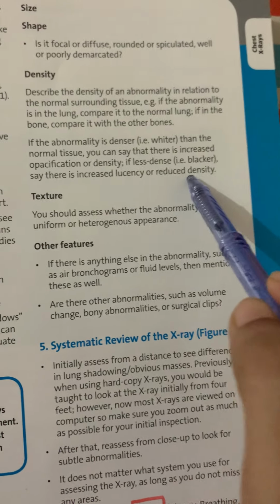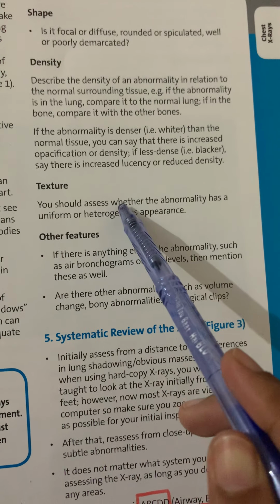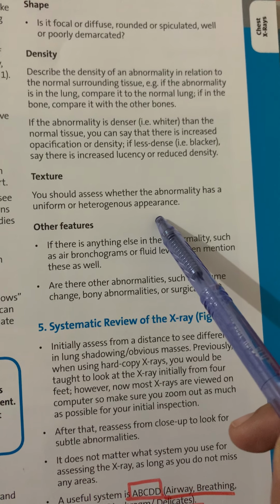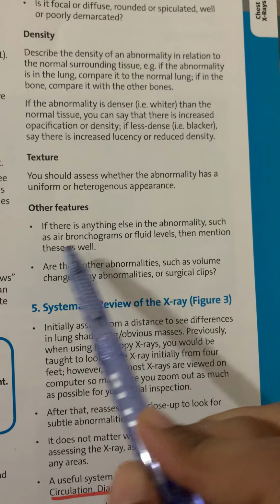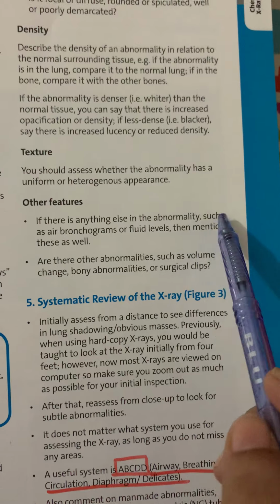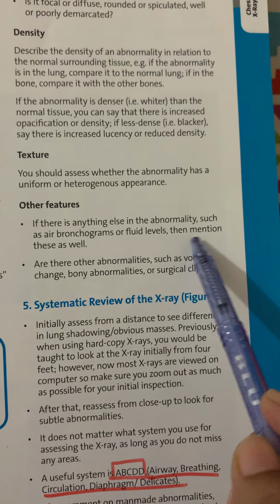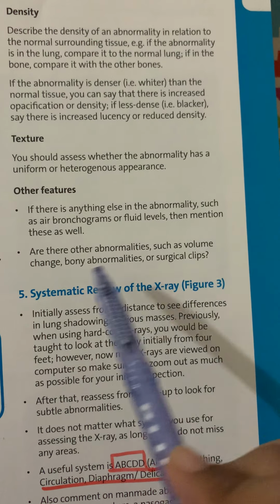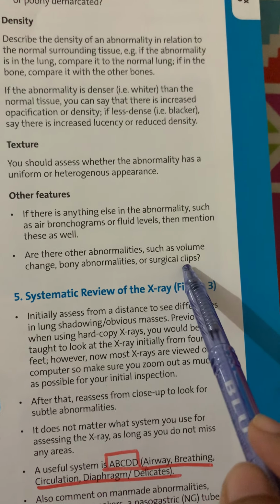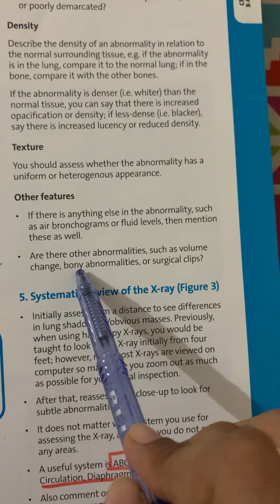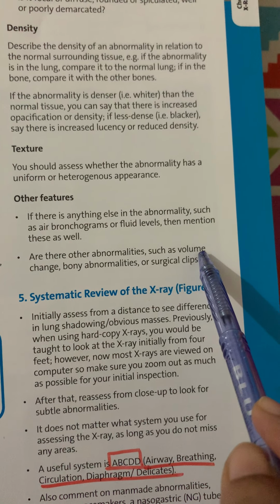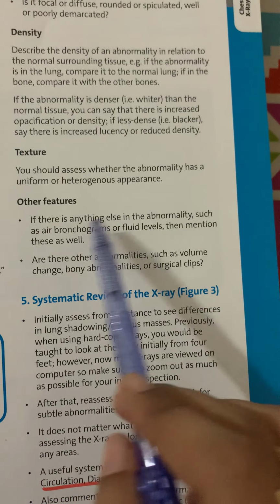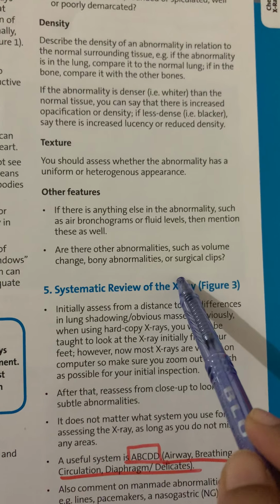Then comment on the texture. You should assess whether the abnormality has a uniform or heterogeneous appearance. Then comment on the other features. If there is anything else in the abnormality, such as air bronchograms or fluid levels, then mention them as well. Are there other abnormalities such as volume change, bony abnormalities or surgical clips? Volume changes appear commonly in patients with CKD who present with volume overload, and the X-ray shows typical findings of volume overload.